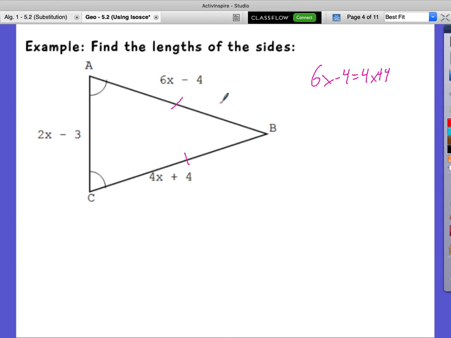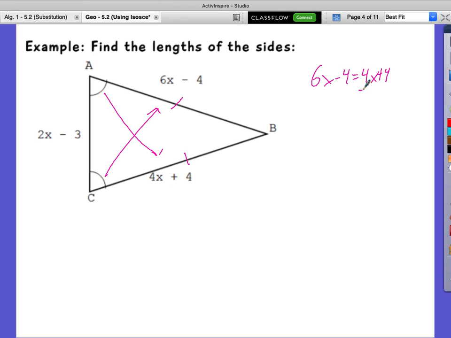Okay, so Brayden's right. That is what we do. These sides are congruent because these angles are congruent. So the sides opposite the angles are congruent. And so whenever we see congruent, we say, oh, we can set those equal to each other. Because once we solve this equation, what can we get? We can get what x is equal to.